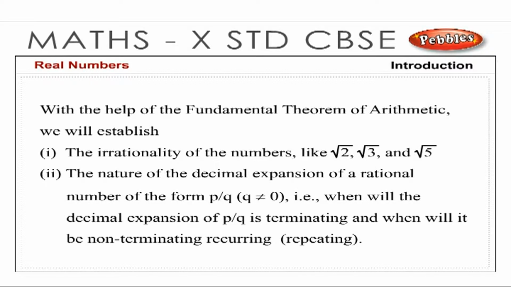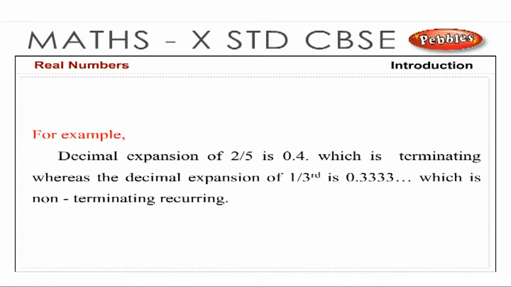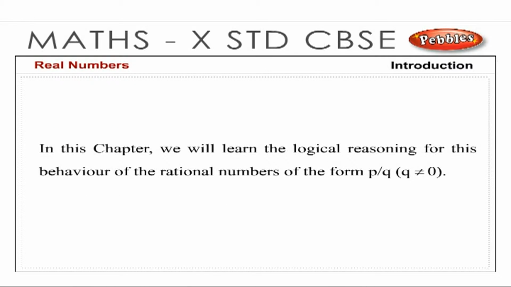non-terminating recurring, meaning repeating. For example, the decimal expansion of 2 by 5 is 0.4, which is terminating, whereas the decimal expansion of 1/3 is 0.3333, and so on, which is non-terminating recurring. In this chapter, we will learn the logical reasoning for this behavior of the rational numbers of the form p by q, q not equal to 0.